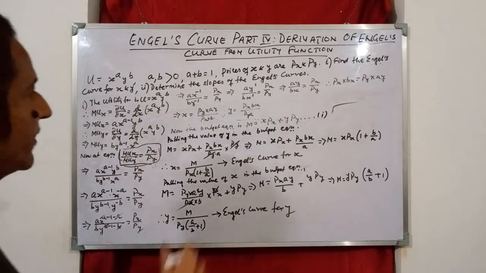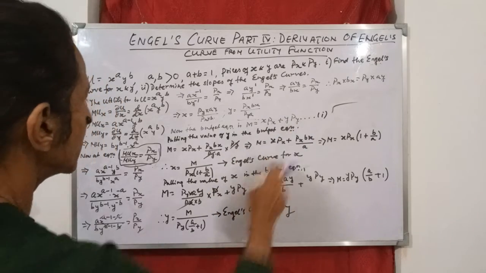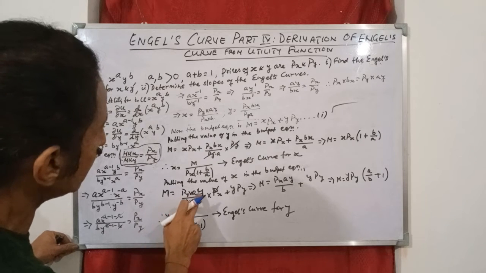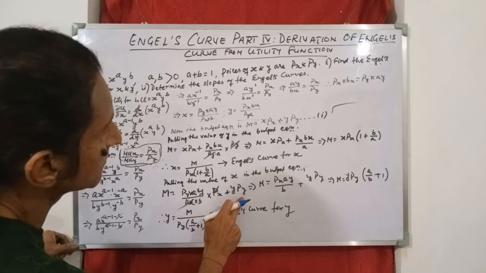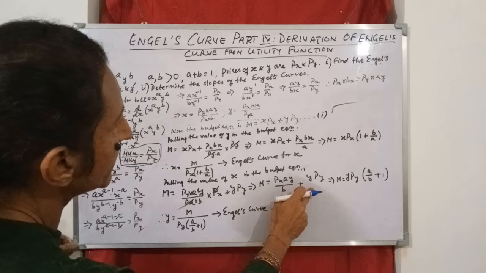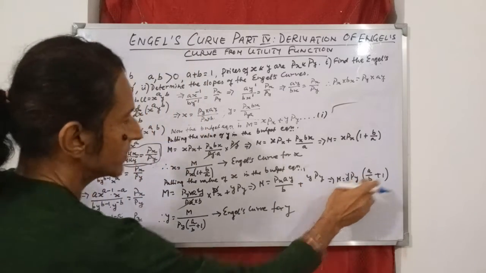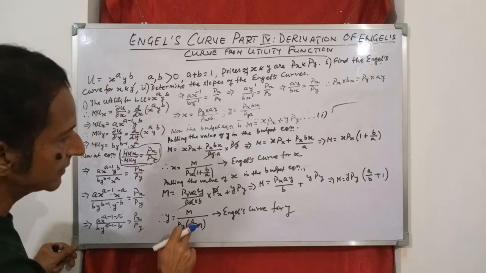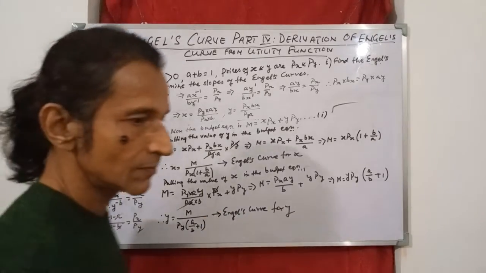Similarly we have put the value of x in this equation number 1, and we have found out m equals py into ay divided by px into b into px plus y py. Therefore m equals px ay by b plus y py. Then m equals y py within bracket a by b plus 1. So y equals m divided by py into within bracket a by b plus 1. This is the Engel's curve for y.